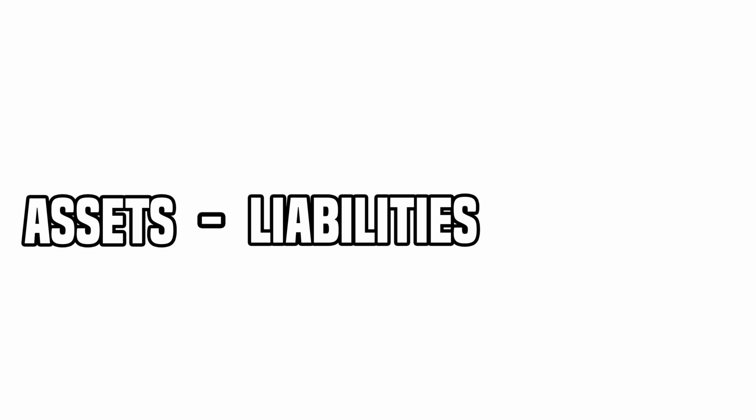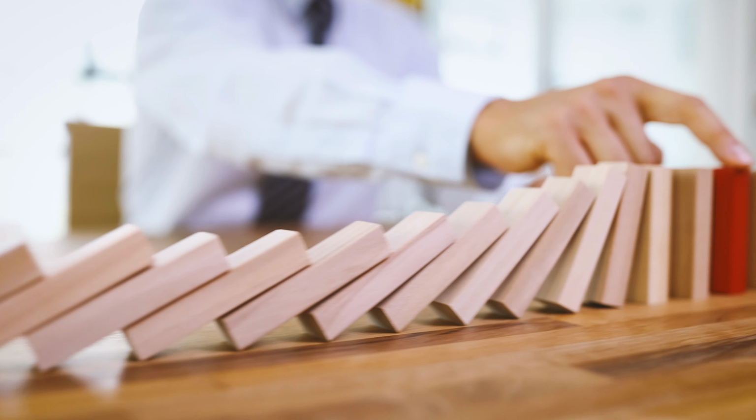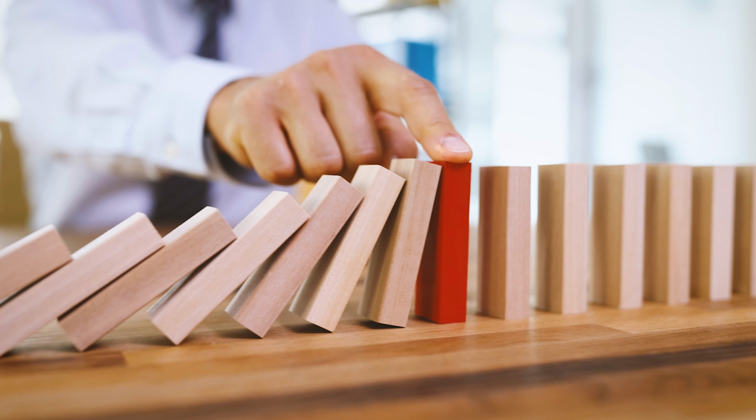Here's the golden rule: assets minus liabilities equals equity. This equation helps keep everything in balance, hence the name. If something's off here, it's a red flag that needs your attention.